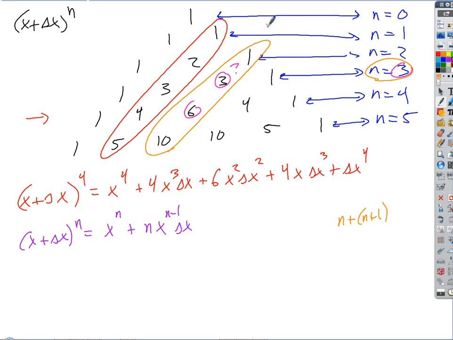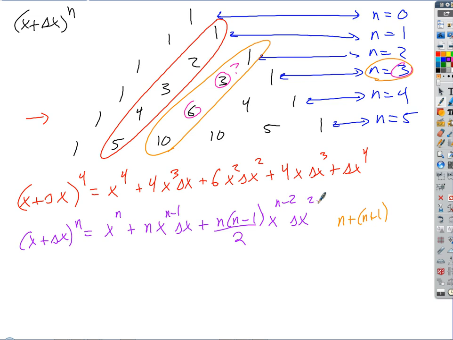So how would we say that? Well, you tell me, how do I write that? n times, times what? n minus 1 over 2, right? Make sense? Okay, times x to the n minus 2, delta x. What's delta x have to be? These have to add up to n, right? So delta x to the second, okay?